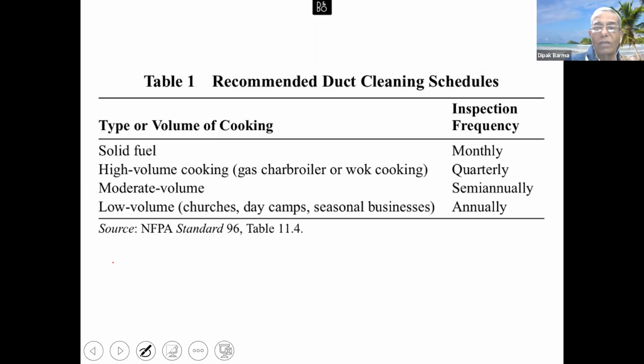Depending on the type of cooking, you must have a duct cleaning schedule: monthly, quarterly, semi-annually or annually. This is from the NFPA standard. Let's say if you're cooking with solid fuel, you must clean the duct on a monthly basis. High volume cooking, gas char broiler or wok cooking, quarterly. Moderate volume, semi-annually, and low volume like churches, day camps, seasonal businesses, annually. This is something which the fire standard specifies.